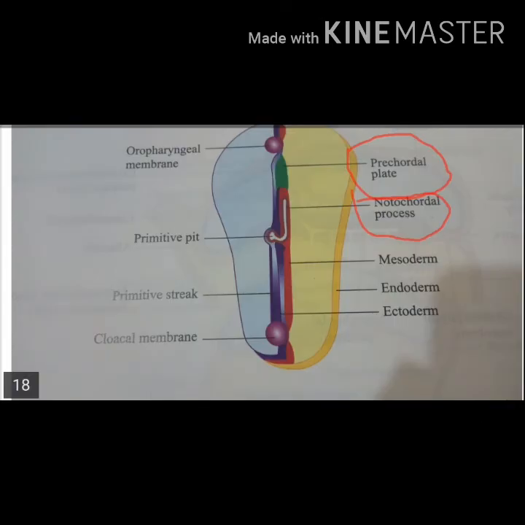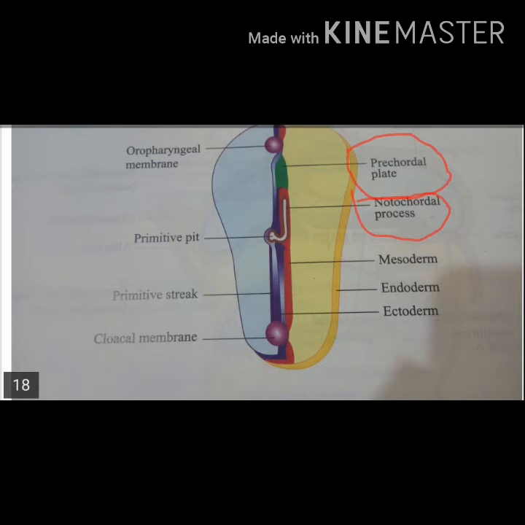Guys, as we know, major changes in the third week are taking place due to the migration of epiblastic cells towards the primitive streak and primitive node. So the earliest epiblastic cells that invaginate through the cranial most part of the primitive node form a compact mass of cells called the prechordal plate.